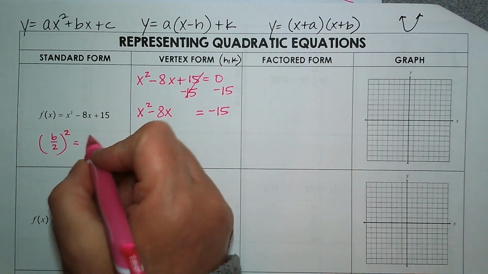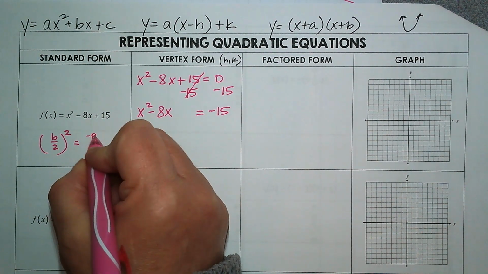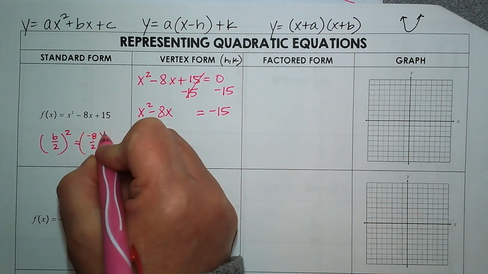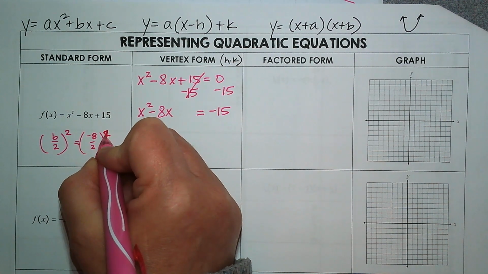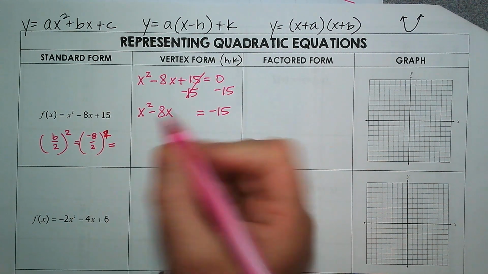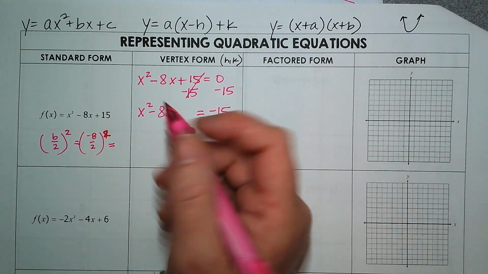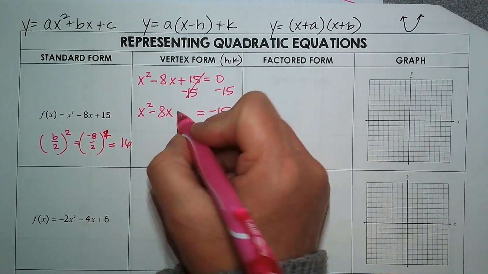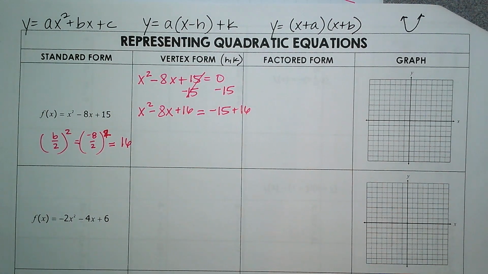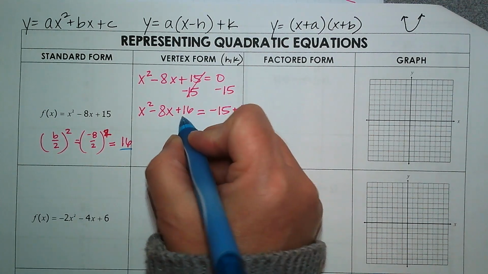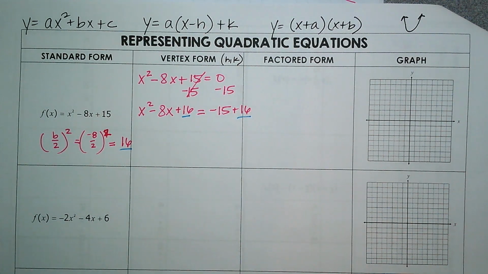b is negative 8. Divide that by 2 and square it. Oops, I was thinking 4, saying 2. Negative 8 divided by 2 is negative 4. Negative 4 squared is 16. So that is what I'm adding to both sides, 16. That creates what we call a perfect square trinomial.